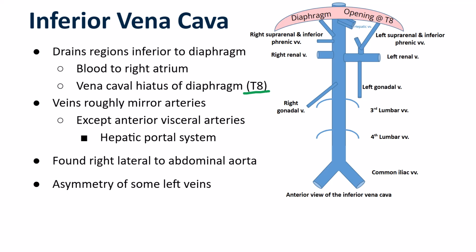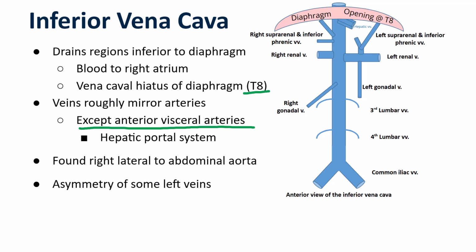Now, when we look at the pattern of return through the inferior vena cava, we see that the veins roughly mirror the arteries that branch off of the aorta. The major exception is that there are no veins reflecting the anterior visceral branches. So, for instance, there's no celiac vein. There's no superior mesenteric vein going into the inferior vena cava. There's no inferior mesenteric vein going into the inferior vena cava.